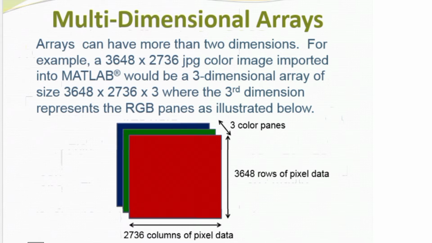We can have multi-dimensional arrays, and a good example of a 3-dimensional array would be a color image, like a digital picture that you would take with your camera. So the rows and the columns would represent all of the various pixels in that image, and the third dimension would represent the intensity of red, the intensity of green, and the intensity of blue in each of those pixels.